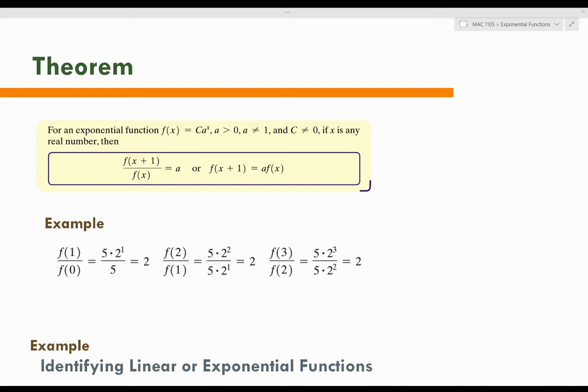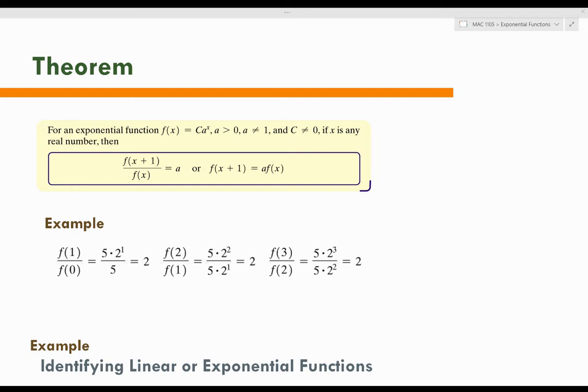All right, you guys, we're going to continue our discussion about exponential functions. So we have this theorem that says for an exponential function, f of x equals c a to the x, where a is greater than 0, a cannot equal 1, and c cannot equal 0. If x is any real number, then f of x plus 1 over f of x equals a, or f of x plus 1 equals a f of x. Okay. Now what this means.